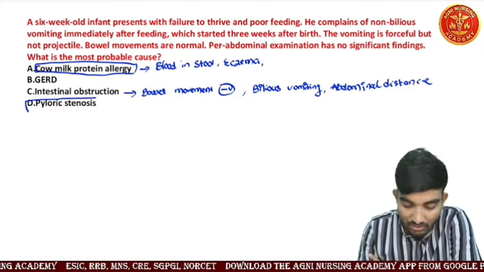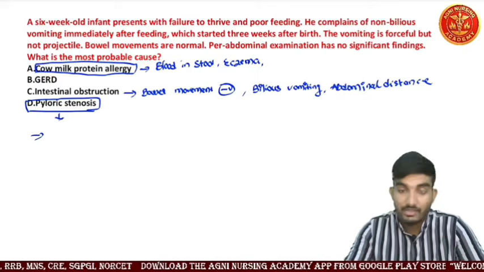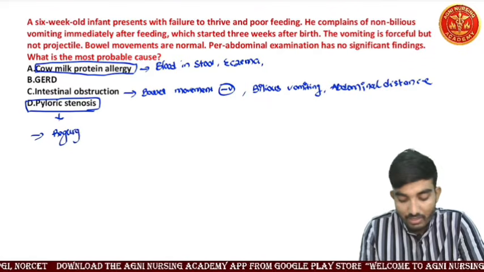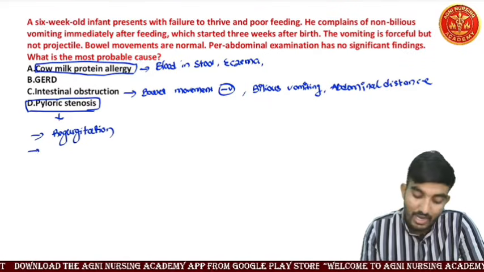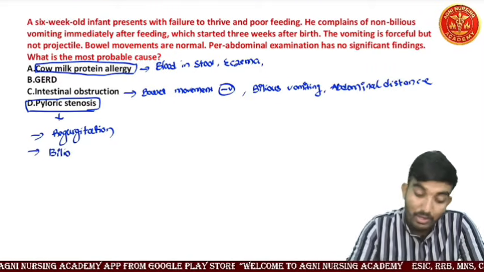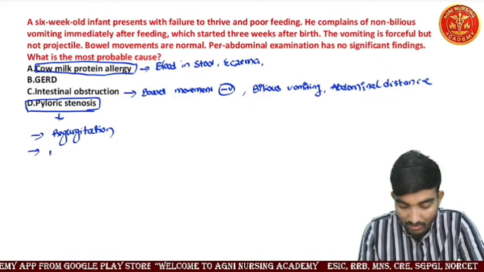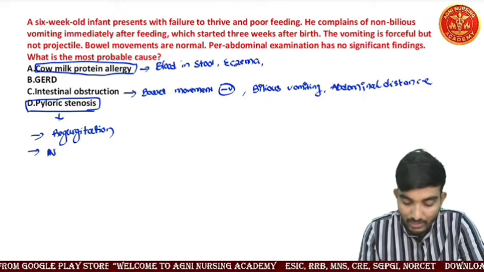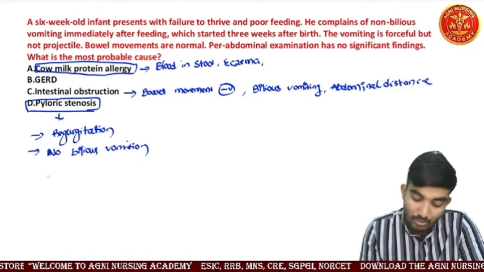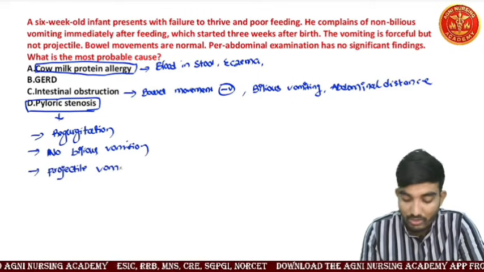We'll see about the pyloric stenosis. We'll discuss some important assessment findings only. In case of pyloric stenosis, regurgitation is present, and also the vomiting. So in pyloric stenosis, non-bilious vomiting will be present. Projectile vomiting is typical, but in the question they told non-projectile.